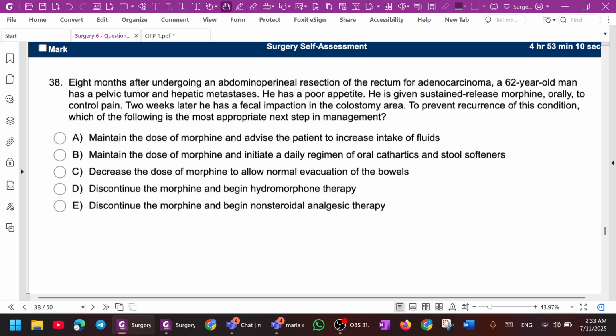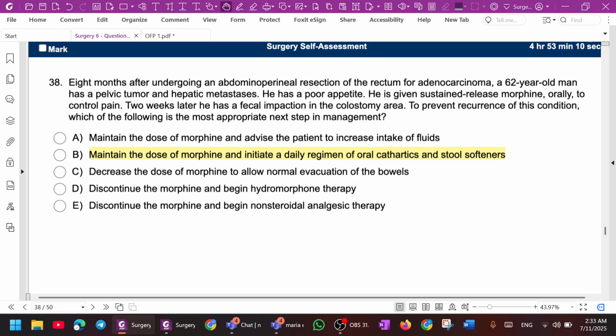Should we stop? I don't think so, because he has cancer. So why would you stop it? I'm between A and B. I know we have to maintain it because he has cancer, so morphine is helping to control the pain. But should we just increase the fluid or just start the stool softener? Increased fluid will help the bowel to move. Guess. Okay. Ready? Yes.